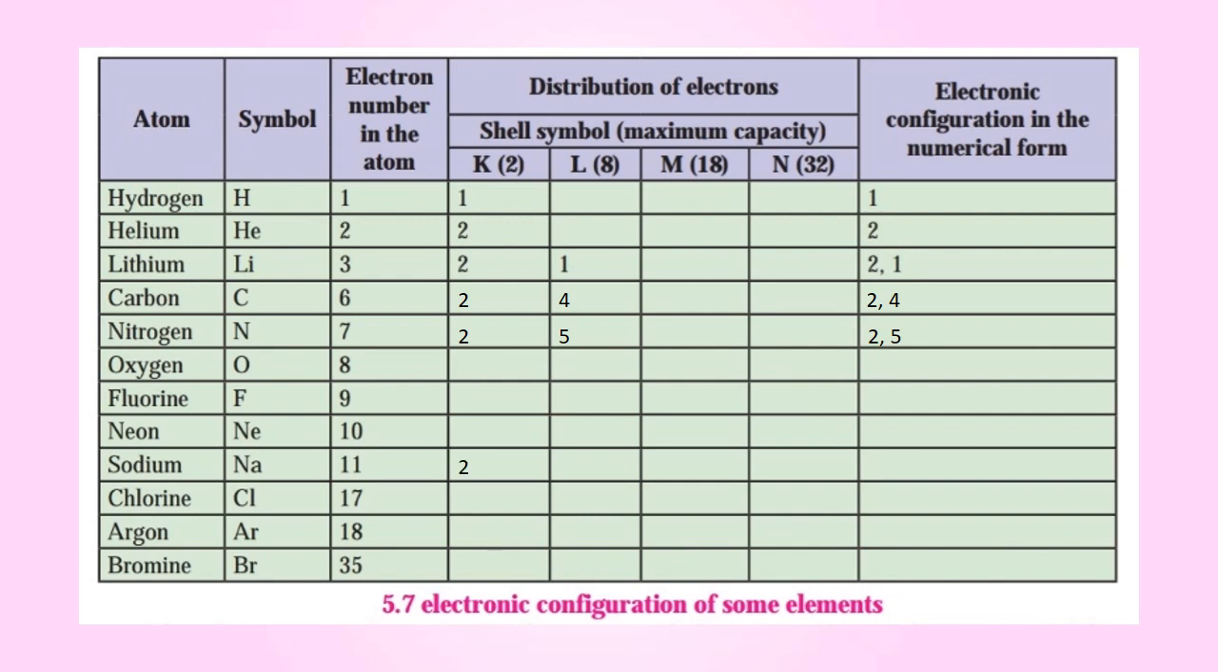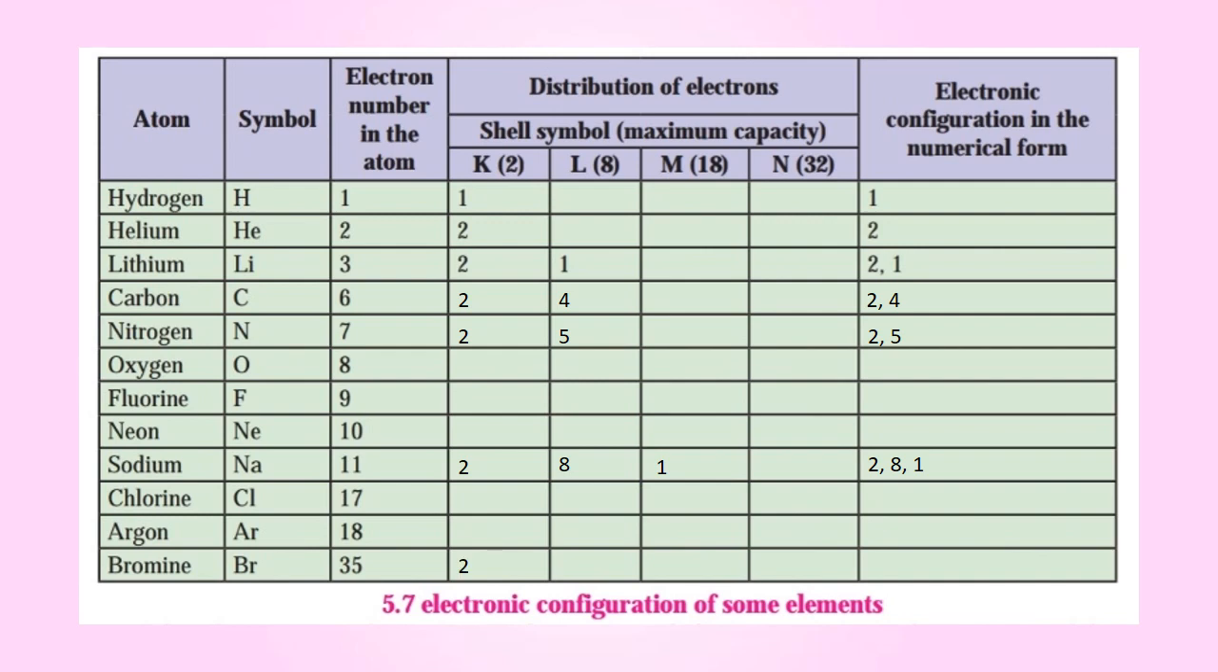Now let's do for sodium, symbol Na. Electron number of sodium is 11. Now let's begin. In the K shell we will write 2, L shell we will write 8. If we total this up, we get 10. So one more electron is left, which means it will go under M shell. So the electronic configuration for sodium is 2, 8, 1.